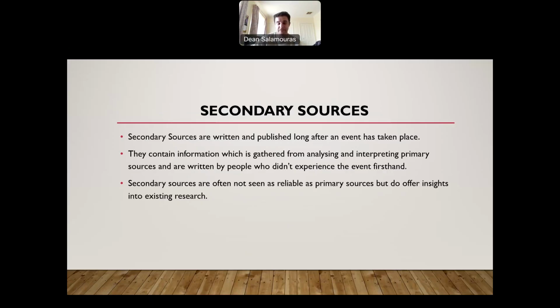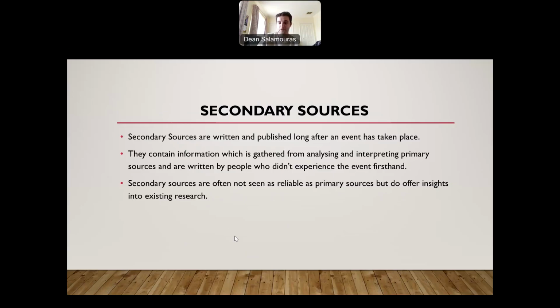Secondary sources are very different, however. They're written and published long after an event has taken place. They contain information which is gathered from analyzing and interpreting primary sources, and they're written by people who didn't experience the event firsthand. Secondary sources are often not seen as reliable, but they do offer insights into existing research. That can actually make them somewhat reliable. And basically, secondary sources are established by analyzing and interpreting primary sources.